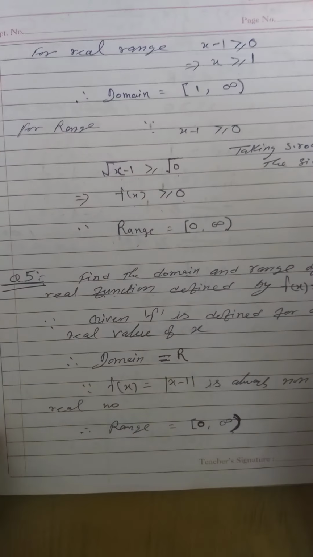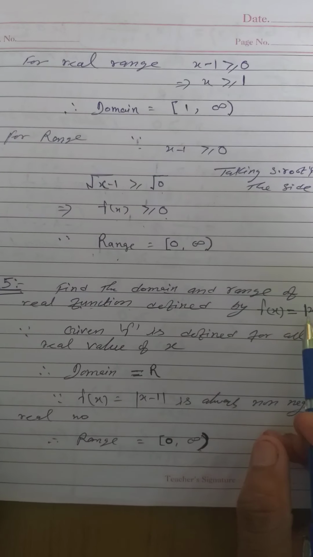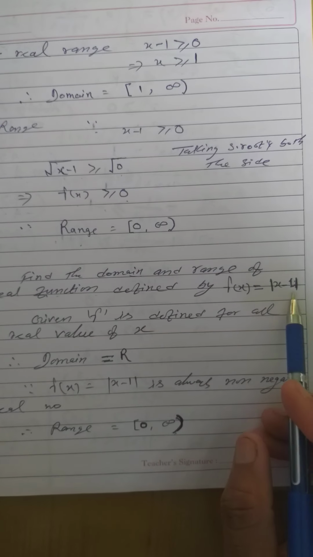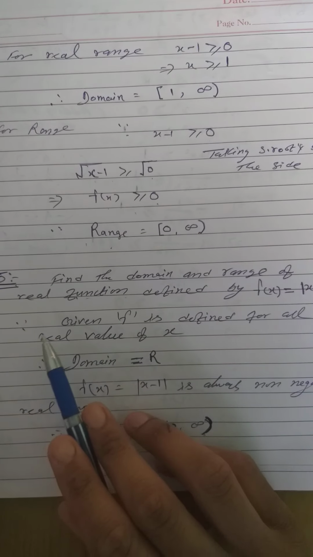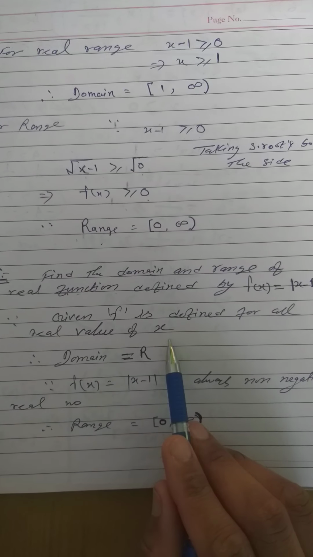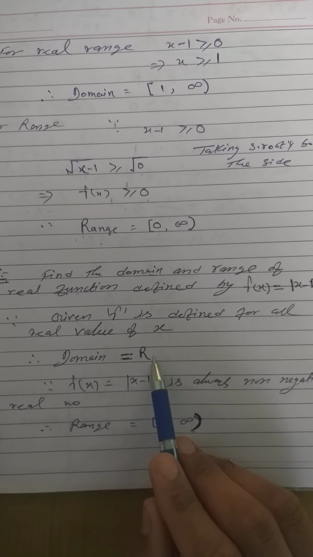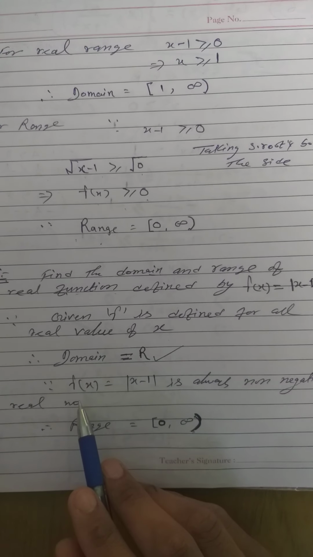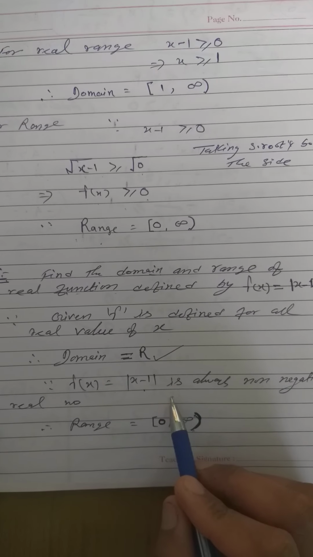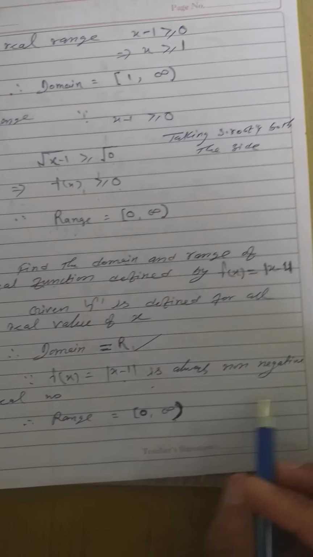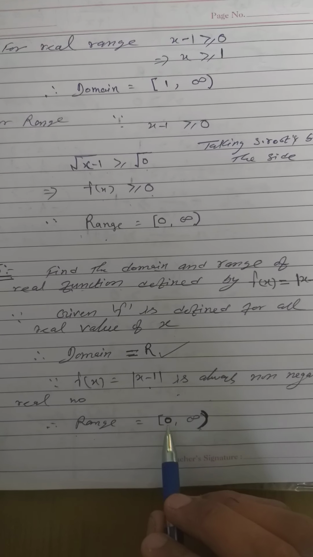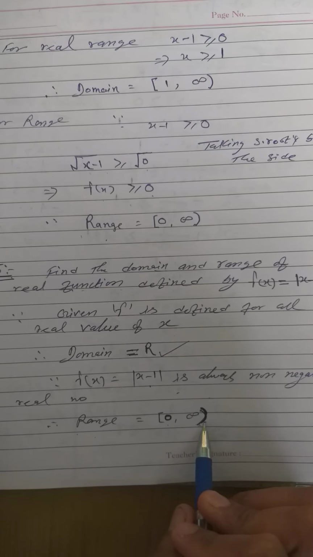Now question number 5. Find the domain and range of a real function defined by f(x) equal to mod of x minus 1. Since the given function is defined for all real values of x, therefore domain equals the real numbers. f(x) equal to mod of x minus 1 is always a non-negative real number. Therefore, range equals the closed interval 0 to infinity.